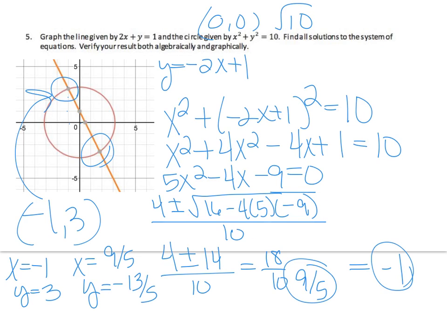Okay, quadratic formula. Under here, I got the square root, which gave me 14, so 4 plus or minus 14 over 10. 9/5 was one of the x's, and negative 1 was the other. If I plug them into the line equation, which was easier, I get negative 1, 3, and 9/5, negative 13/5.